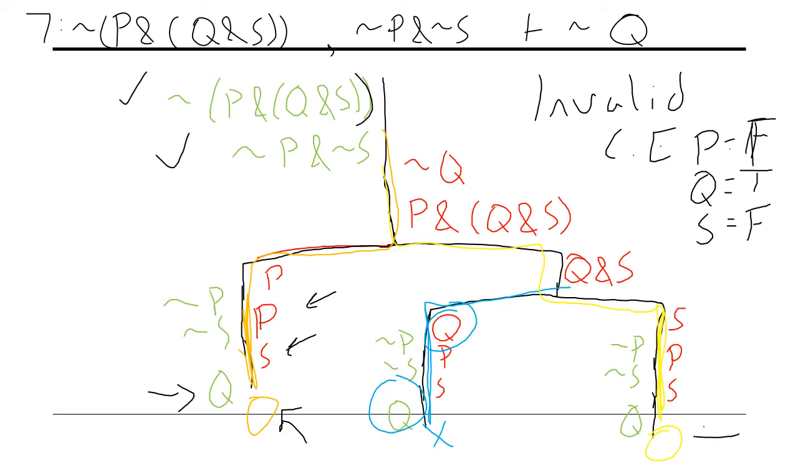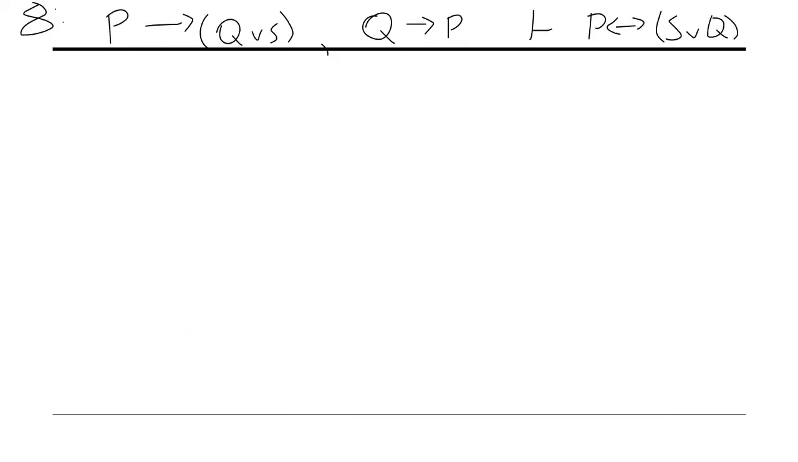Could have used this one just as well, and looks like I would have got the same exact values there too. But either one you could have used for your counterexample. Remember, you only need one counterexample for invalid. You don't need multiple ones or all of them. You just need a single one. So this will work out for us. And so that is problem 7.